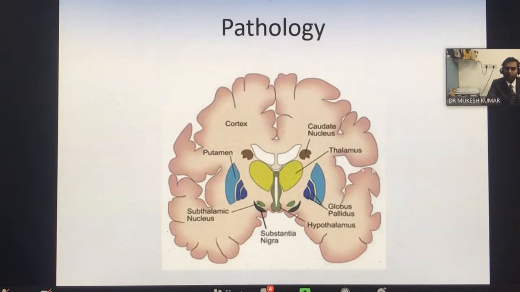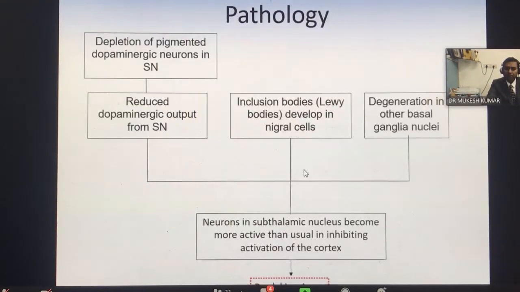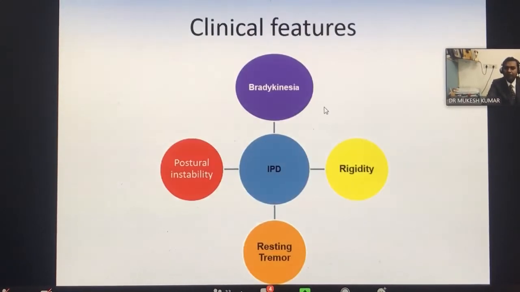So what is the pathology? There is a depletion of pigmented neurons in the substantia nigra, and there is reduced dopaminergic output. Inclusion bodies develop with degeneration, and then the neurons become more active than usual in inhibiting the activation of the cortex, and then there is Parkinson. So what are the clinical features? As we told, slowness, rigidity, postural instability, and resting tremor.